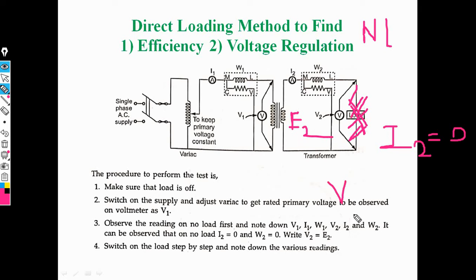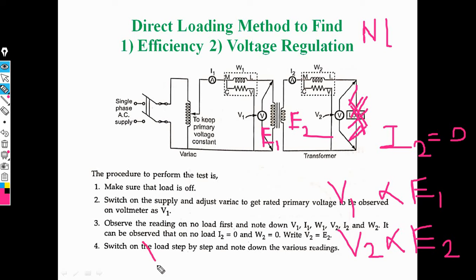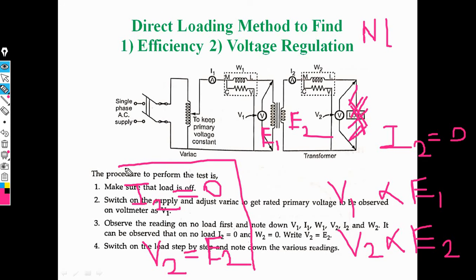That means voltage V1 is directly proportional to E1, and voltage V2 is directly proportional to E2. That is, V1 depends on E1 and V2 depends on E2. That means the voltage from the output side V2 is equal to E2 at no load condition, but current I2 is 0 at no load condition.